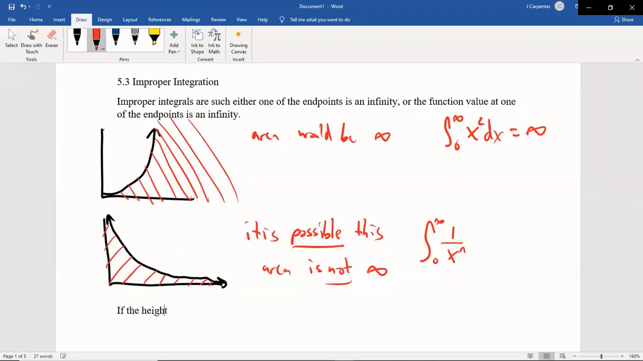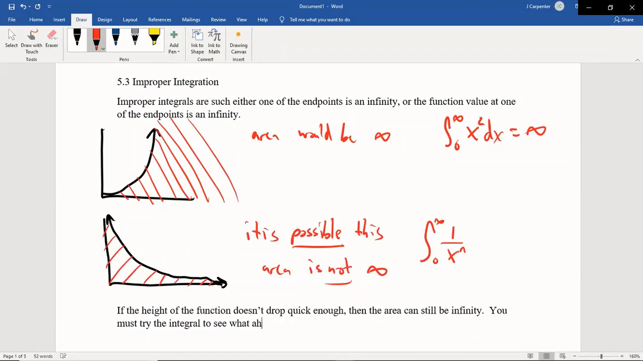So if the height of the function doesn't drop quick enough, which is a very loose statement, how quick does it have to drop? We can't even determine that. We just have to try and do the integral. So if the height of the function doesn't drop quick enough, then the area is still infinity. You must try the integral to see what happens.